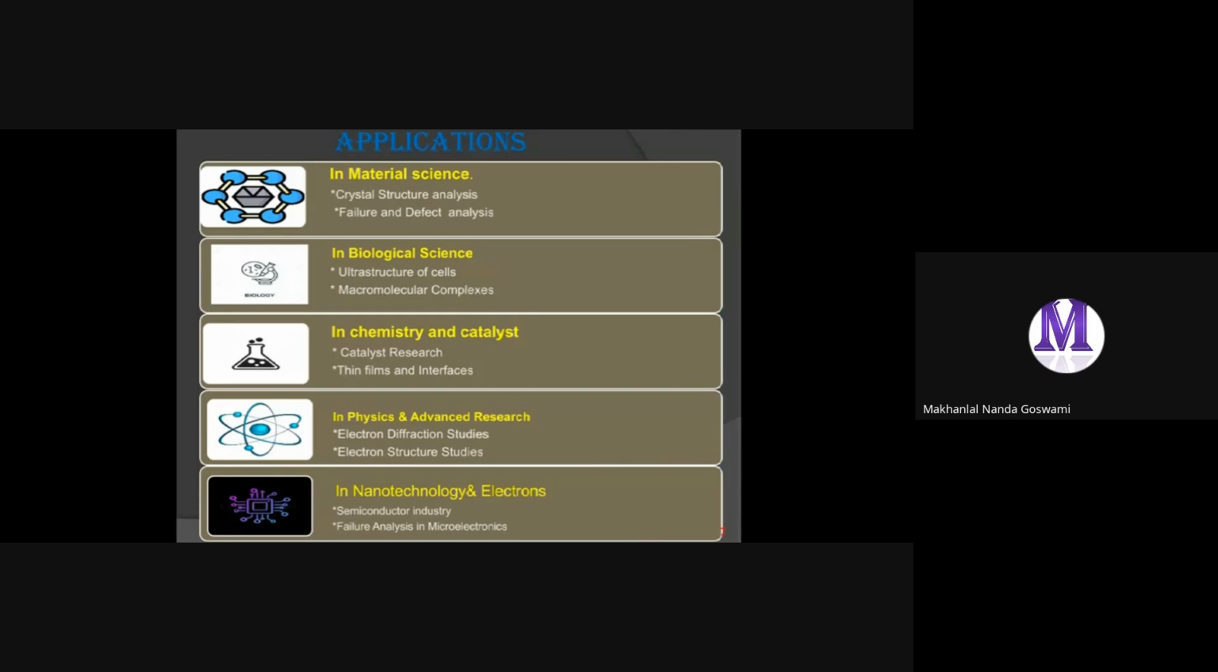Then in advanced physics and research, scattering in TEM produces diffraction patterns that give information about lattice parameters and orientation. This is fundamental in solid state physics and crystallography. Inelastic scattering allows study of the band structure and chemical bonding in advanced materials. It is used for analyzing defects in integrated circuits, thin films, transistors, and new devices. TEM can pinpoint the cause of device breakdown, such as contamination, electromigration. This was the application of the TEM.